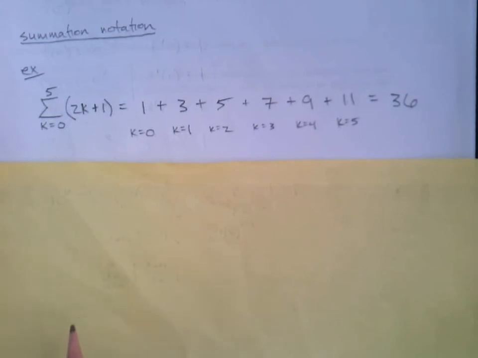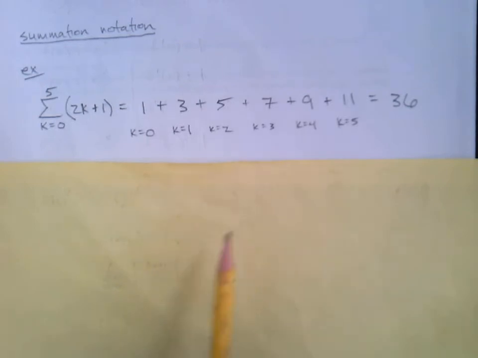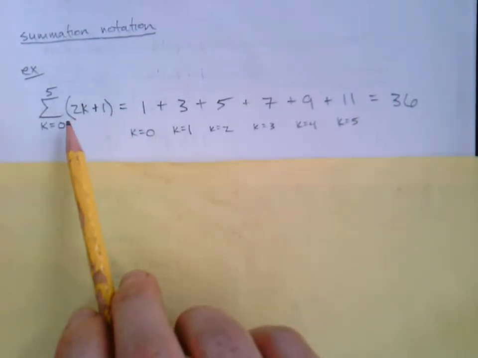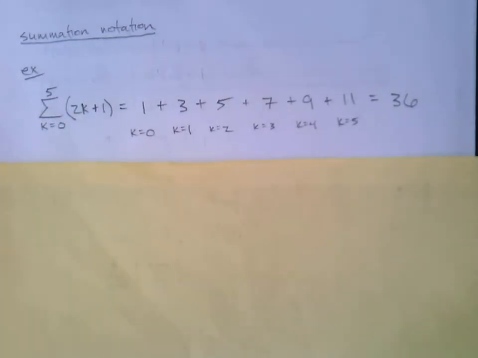So 1 plus 3 plus 5 plus 7 plus 9 plus 11, I hope I did my math right, is 36. So that's what that would equal in the end. But really, it's not so much what it's equal to that's important. It's just what do these symbols even mean, right?